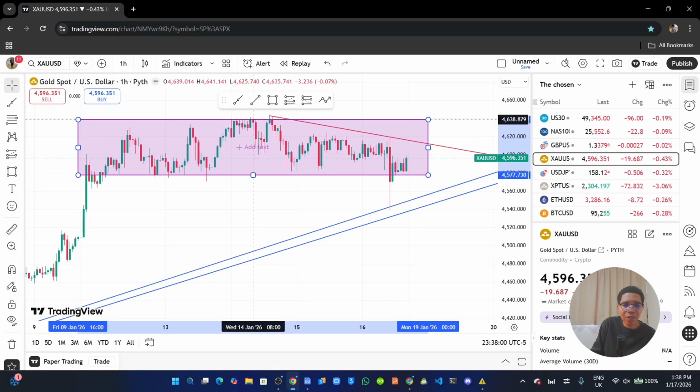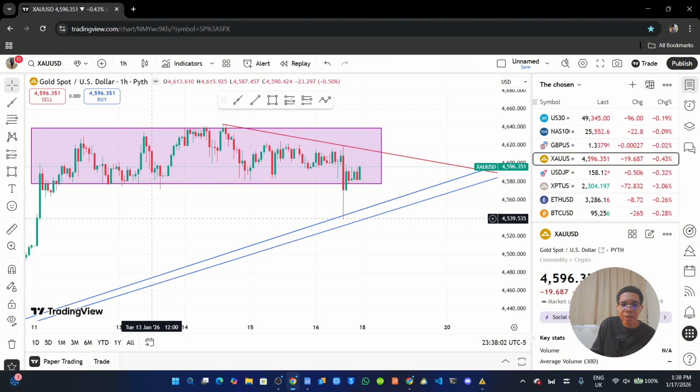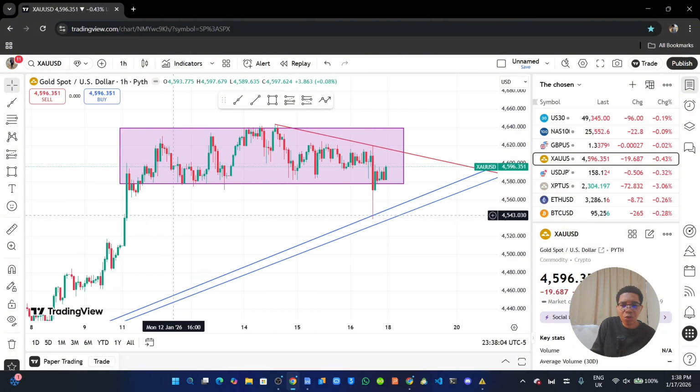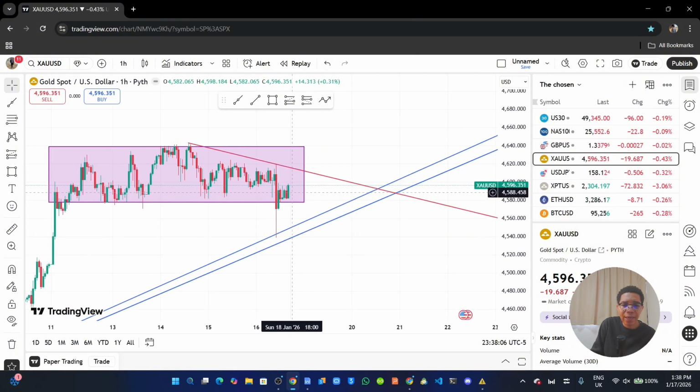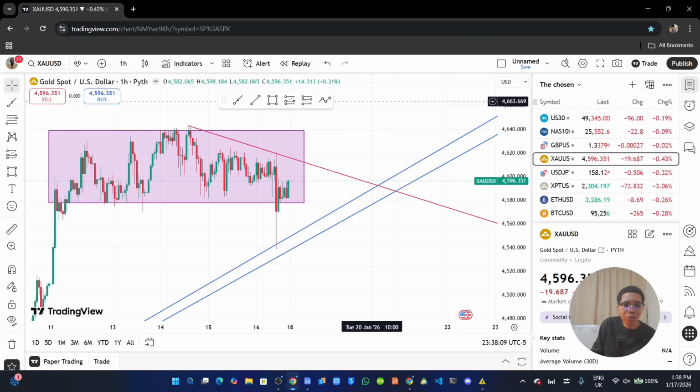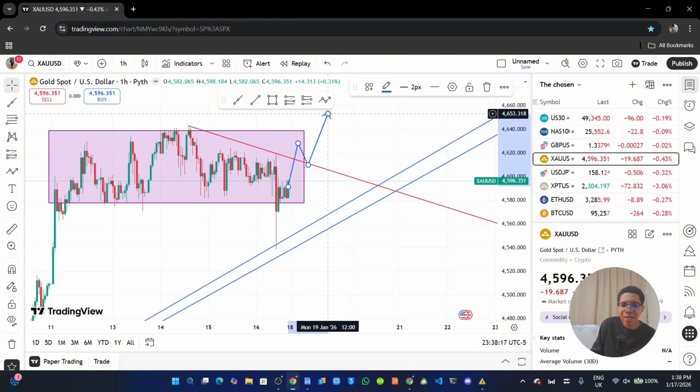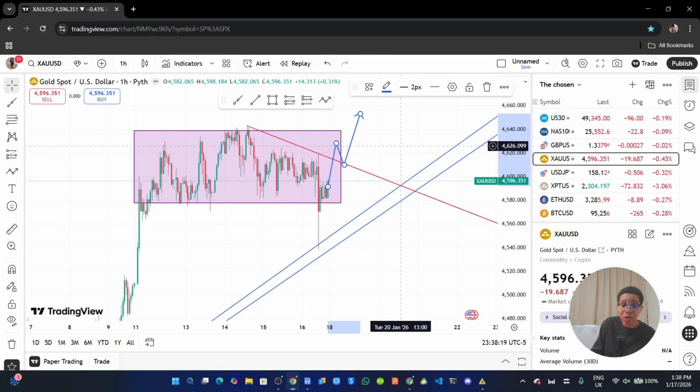It has been ranging here, right? So to be honest, what I'm waiting for gold to do here is to come here and break out of this trend line. That's the only way that I'm going to trade this market. If price comes here, breaks out of this trend line, comes back to retest this trend line, and then continues going bullish. That is my bias, because gold has been quite bullish, right?